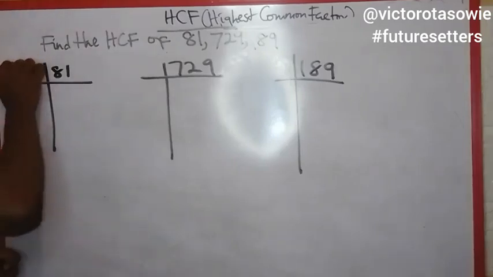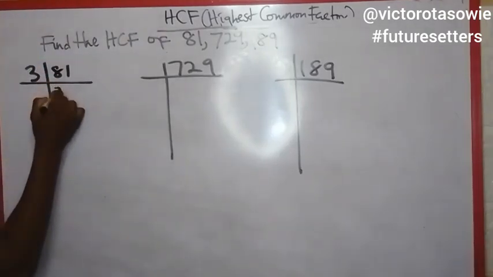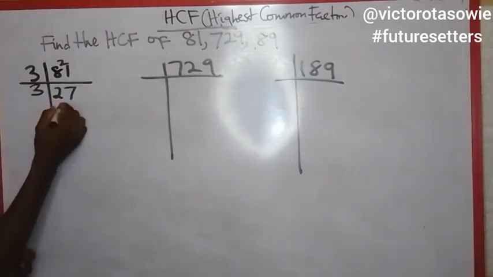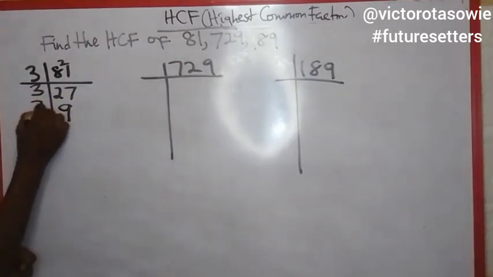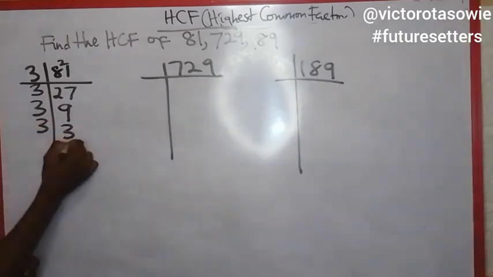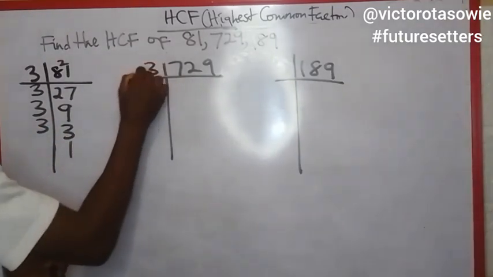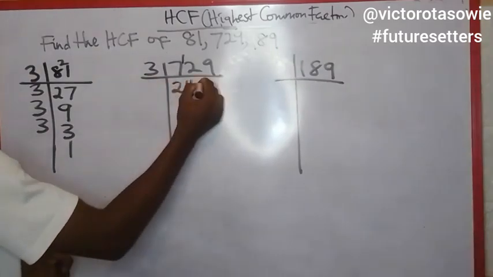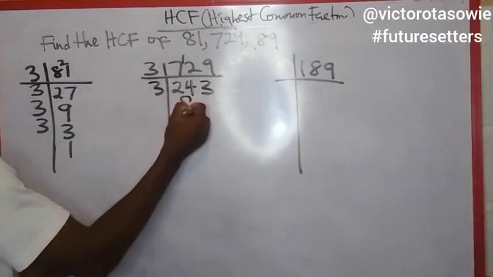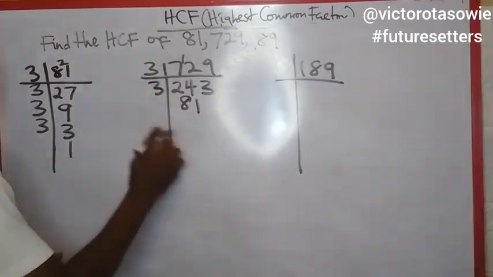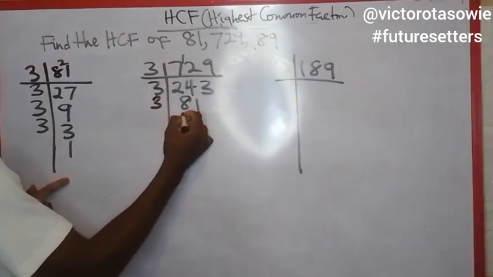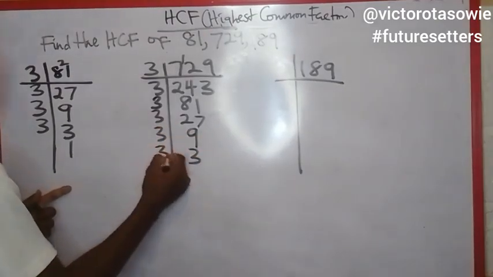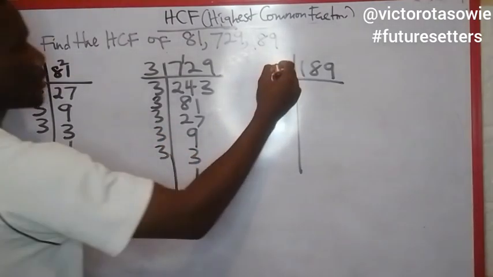So what can go here? 3. 3 into 81, 27. 3 into 27, that's 9. 3 into 9, 3. 3 into 3, 1. 3 into 729, 243. 3 into 243, 81. 3 into 81, 27. 3 into 27, 9. 3 into 9, 3. 3 into 3, 1.